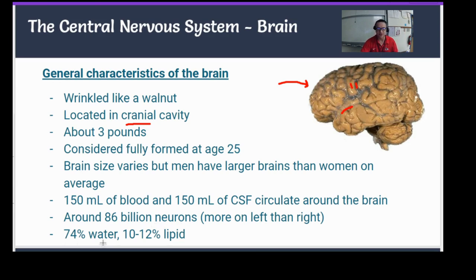It's made of 74% water, 10 to 12% lipids. Remember, most of that lipids is going to be the myelinated axons. And of course, it's also made of carbohydrates and proteins as well. So these are some general characteristics of the brain.